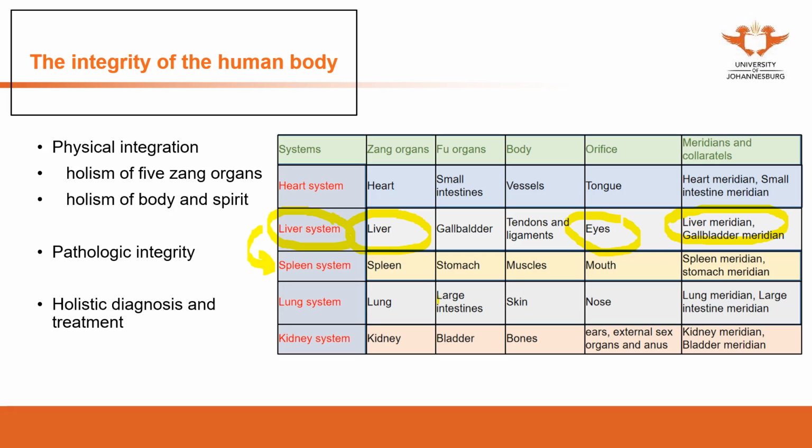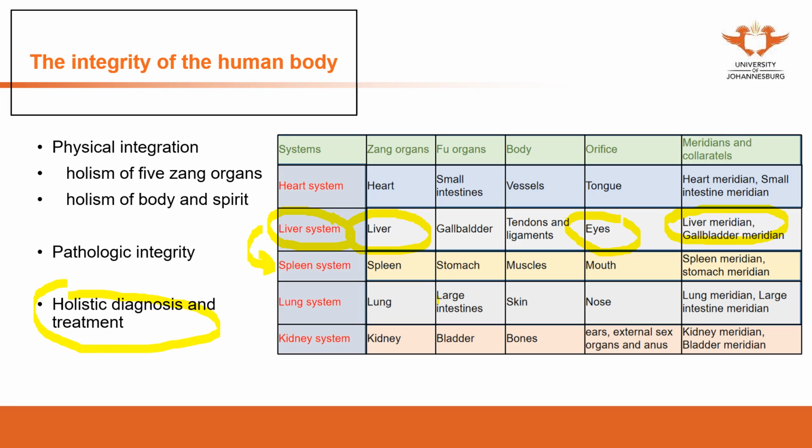In the pathological condition, they're also going to affect each other. That's how we see human bodies. They have some relationship between each other.